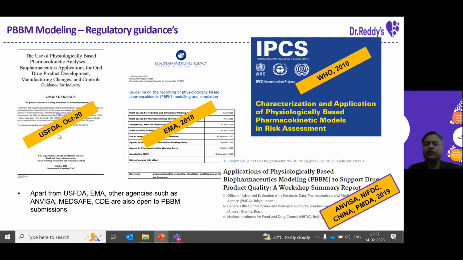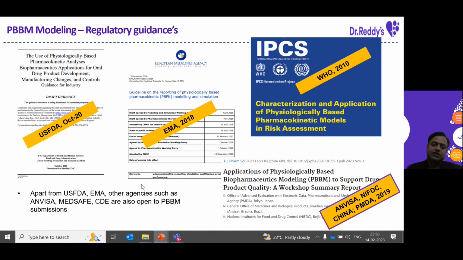Moving on to the next slide, this gives us an overview of how different regulatory agencies have come up with different guidance documents on the reporting structure or analysis of data using the PBPK model, and also for the format of the reports. FDA is very open. Even other agencies are open to discussions in this area, including the EMA. Even WHO has a guidance way back in 2010 for characterization and application of PBPK models for risk assessment.